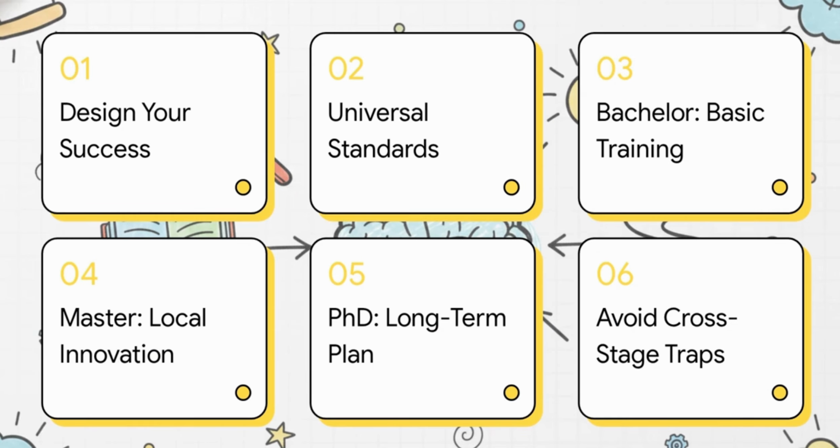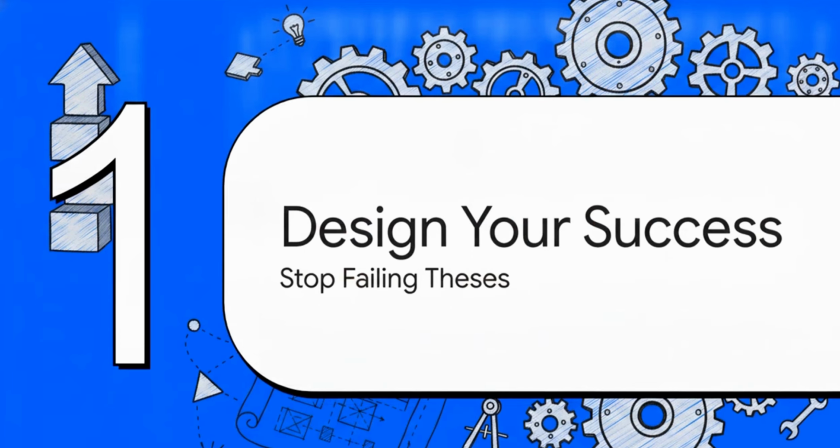All right, let's quickly run through our agenda for today. First, we'll say goodbye to the concept of failed theses altogether. Second, we'll establish 3 universal topic standards. Then, we'll tailor this roadmap to your specific degree, looking at the bachelor's focus on basic training, the master's focus on local innovation, and the PhD's long-term research plan. And finally, we'll wrap up with how to avoid cross-stage traps. Okay, let's jump right into section 1.